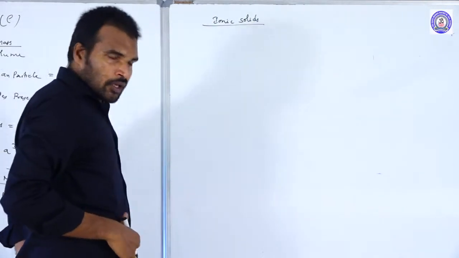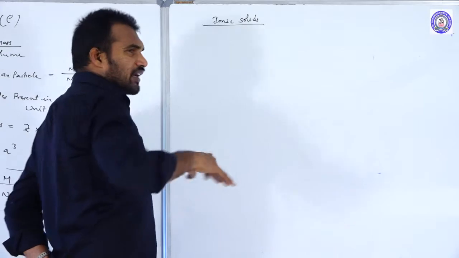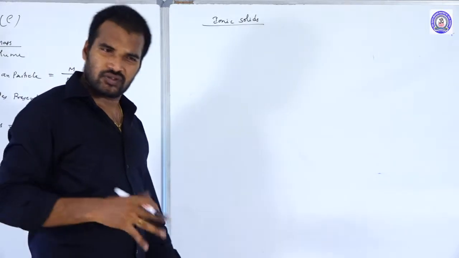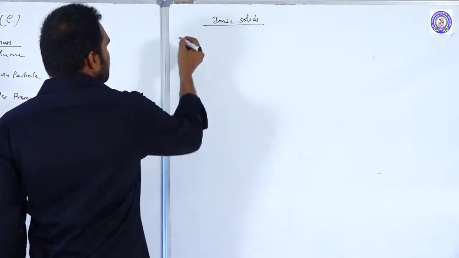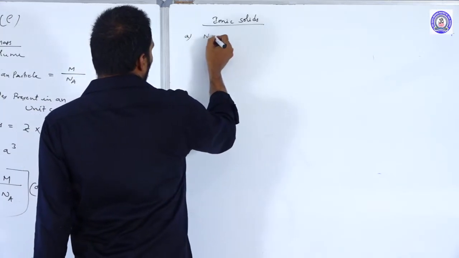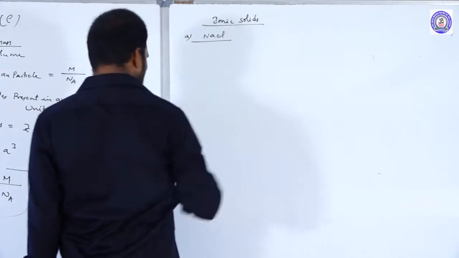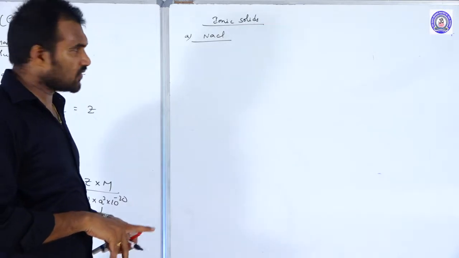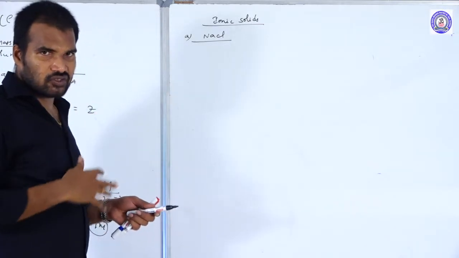Ionic solids. We are dividing the ionic solids into two categories: AB type and AB2 type. In that we are going to discuss a few types of salts. One is the NaCl type of salt. Crystal lattices in ionic solids. In that, the first one is what?